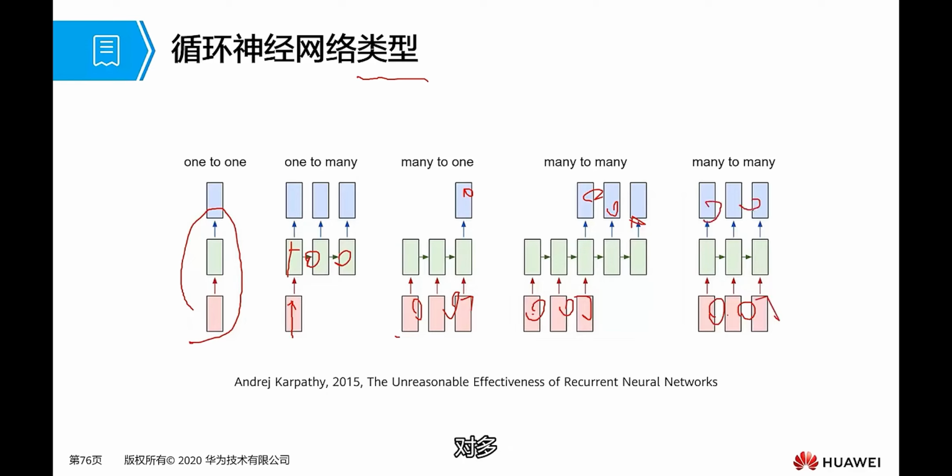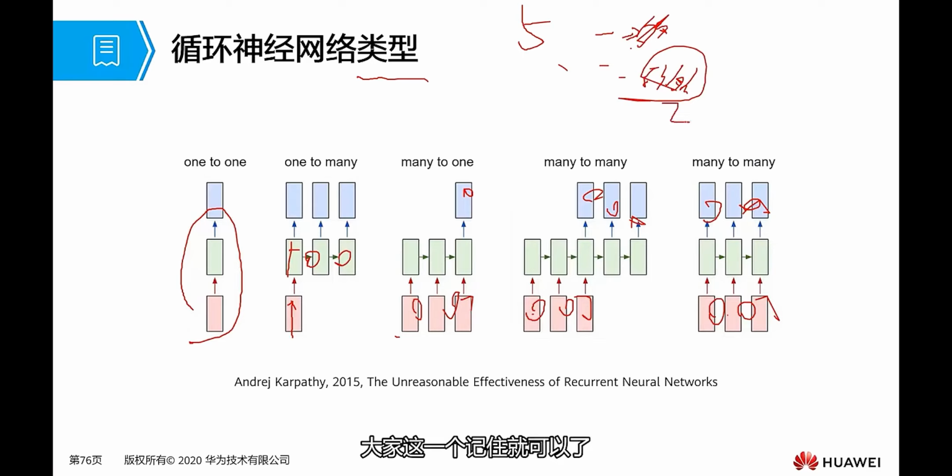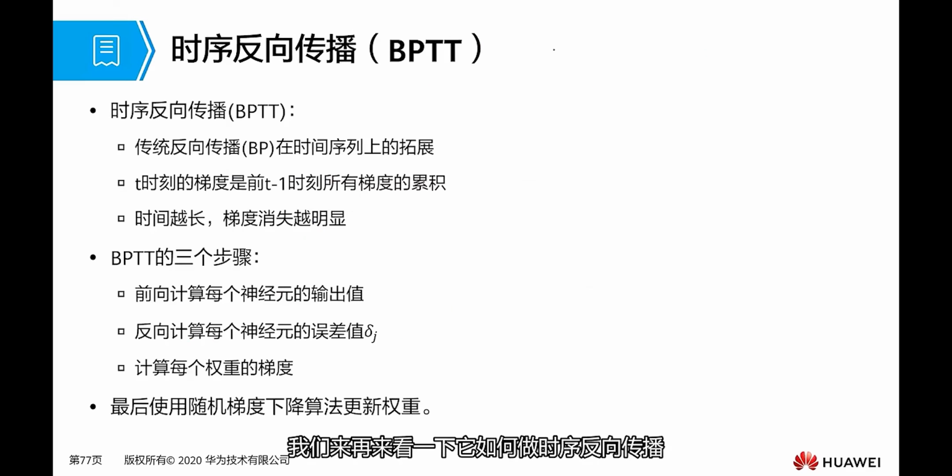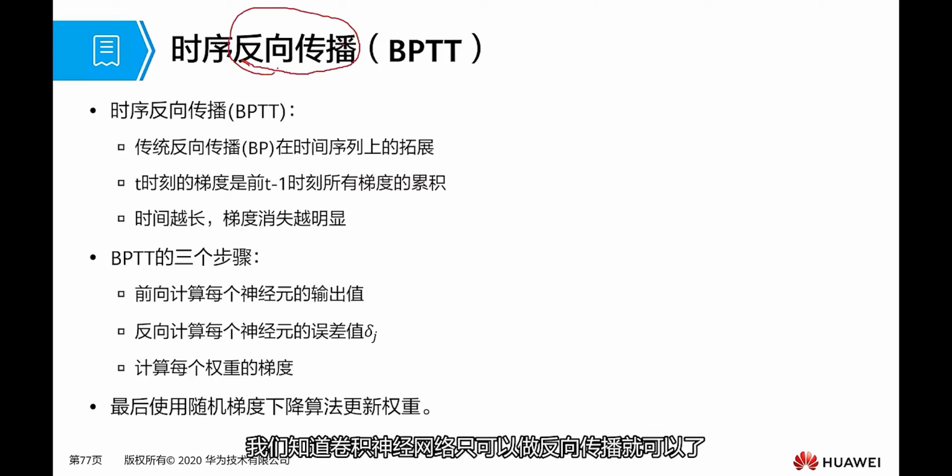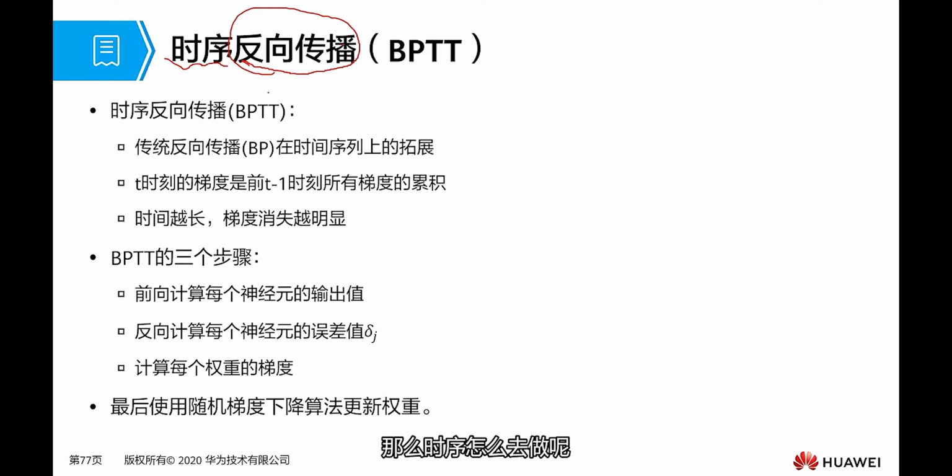Let's take a look at what types of recurrent neural networks exist, and how many types there are. The network types include one-to-one, one-to-many, many-to-one, as well as many-to-many, and many-to-many synchronized. These several types, that is to say in total there are 5 types. There are two types of many-to-many. Everyone should remember this lesson, so in total there are 5 types.